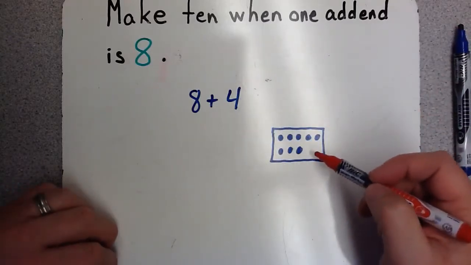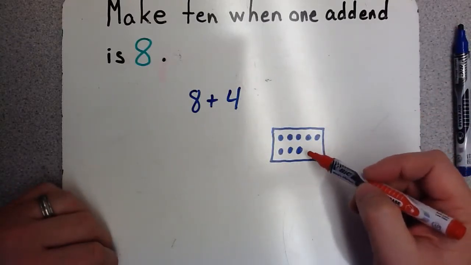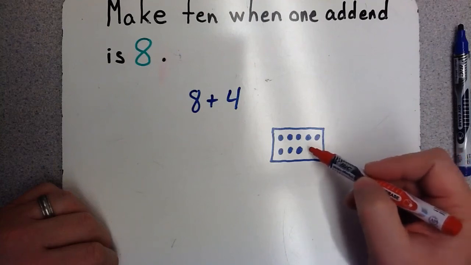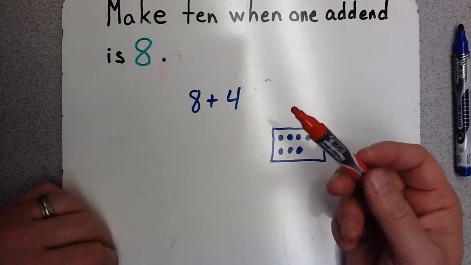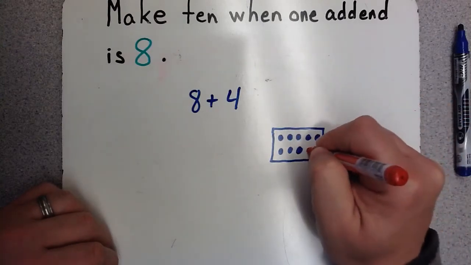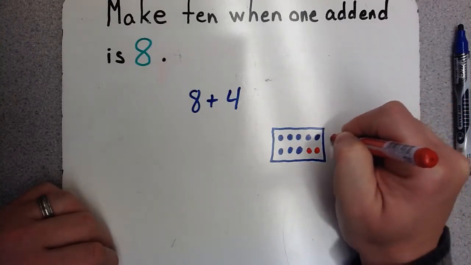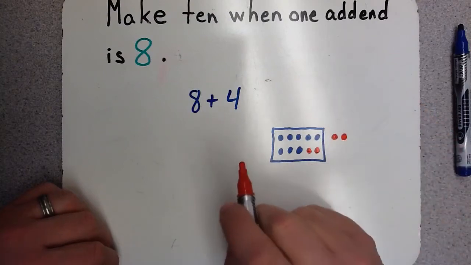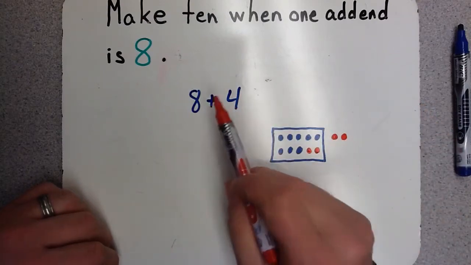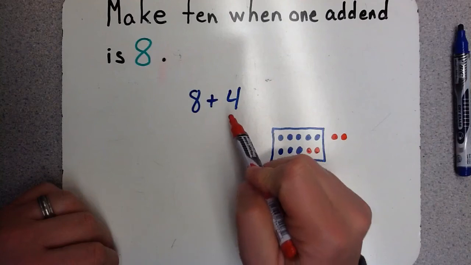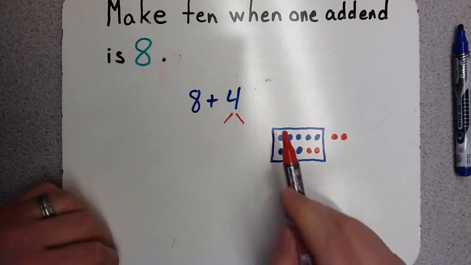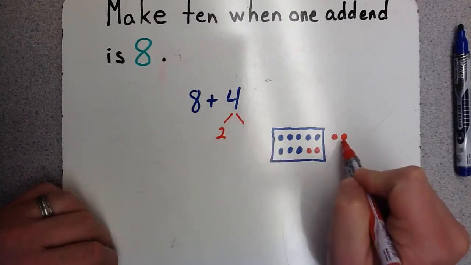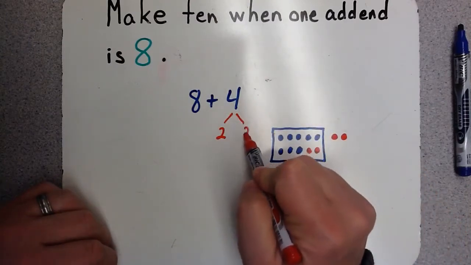Now, when I'm placing my 4 over here, if you notice I have 2 counters that I need to fill out my 10 frame, so I'm going to take that from my 4 red counters that I can draw. So I have 1, 2, 3, 4. Okay. So what that would look like as a number bond is I can break my 4 down. Now I needed 2 to fill my 10 frame, and I had 2 remaining outside my 10 frame.